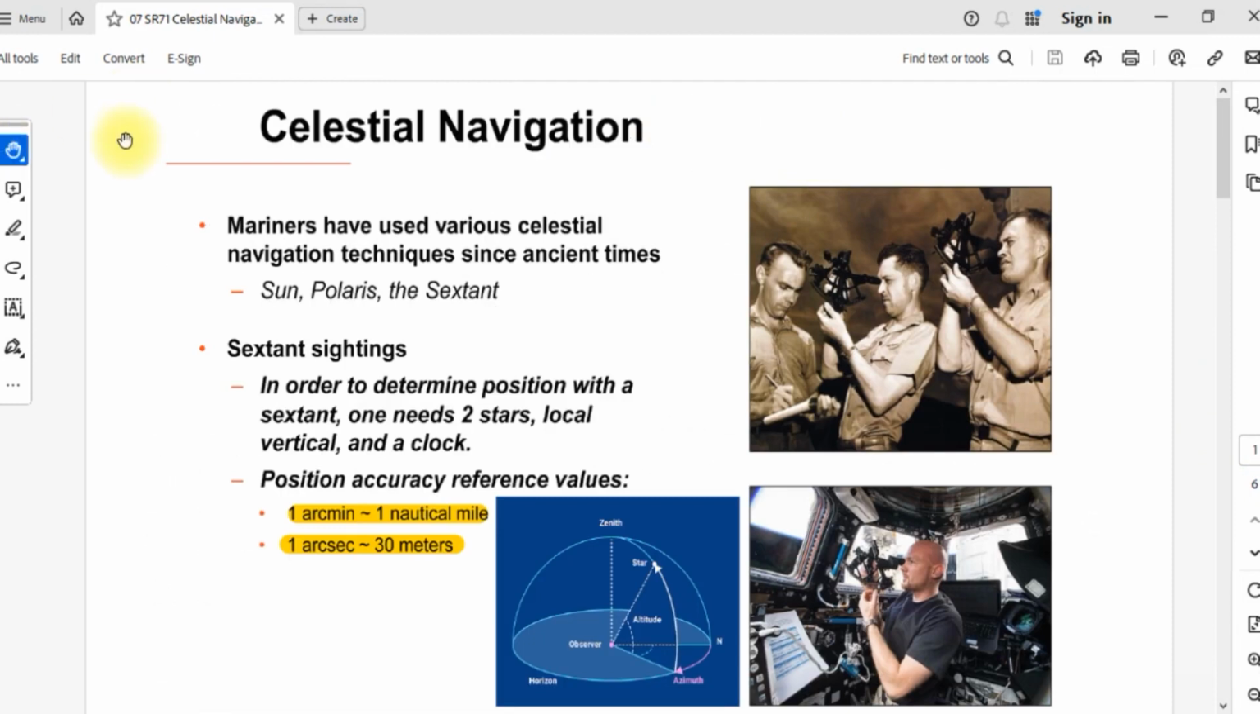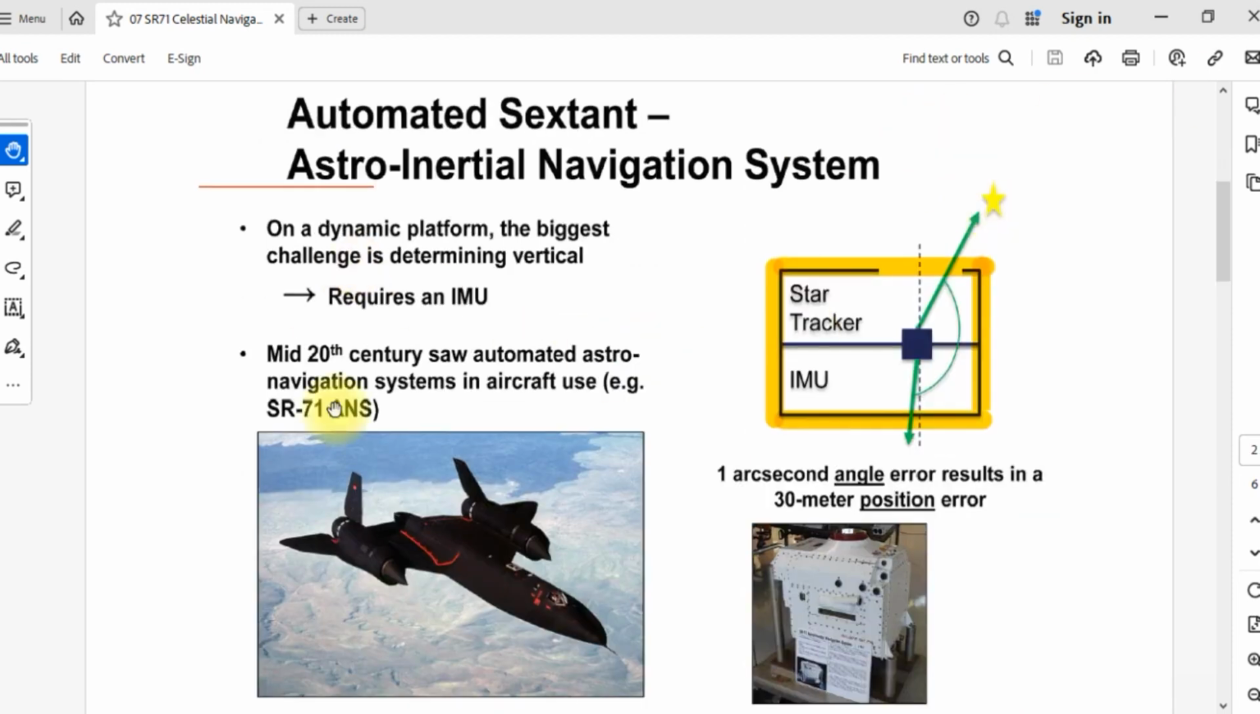It's not an official document, it's just a slideshow that I found based on celestial navigation. And here you have, this is really important because when I replied to the pilot, I said that all the navigation systems are based on celestial navigation. Here we have the automated sextant astronavigation system. It's all Star Tracker. So it's all based on celestial navigation. And what is celestial navigation?